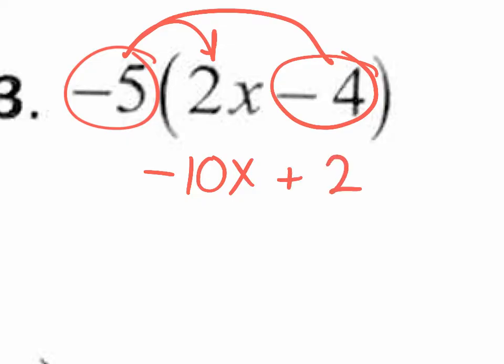Positive 20. So that positive, I put it as a plus sign, right? Because if I didn't, it would look weird. It would look like 10x with a 20 without the plus. Put that plus sign if it's positive. Put the minus sign if it's a negative.